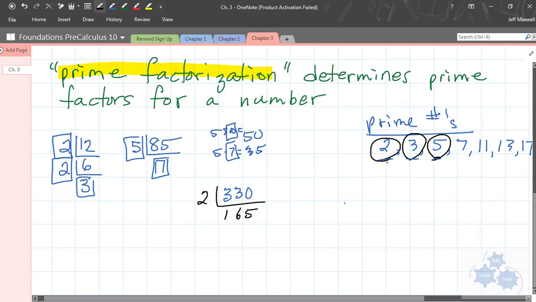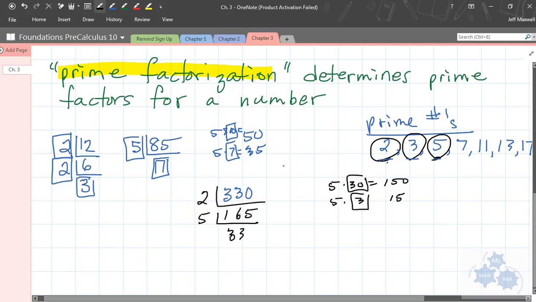165. Okay. Now, can I divide this by 2? Nope. 3? Maybe. 5 for sure. So let's do 5. And you don't always have to do the smallest one. So what's 165 divided by 5? Well, it's a little bit tougher. We've got 5 times 30 is 150, right? And then you've got another 15, don't you? Right? So guess what? We've got 30 and 3. So would that be 33?